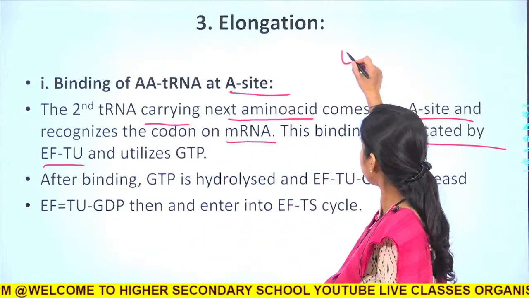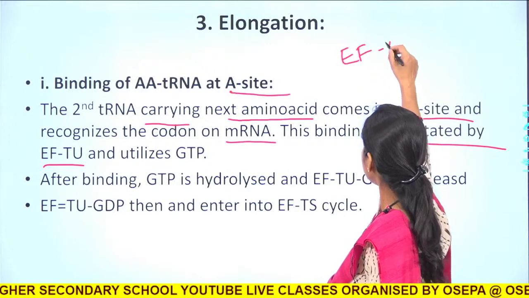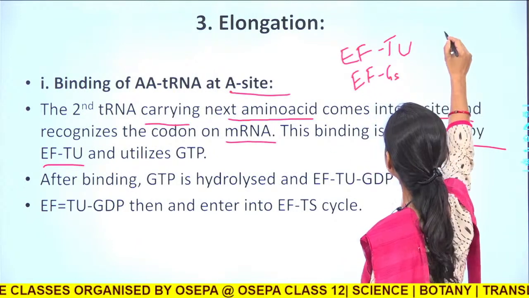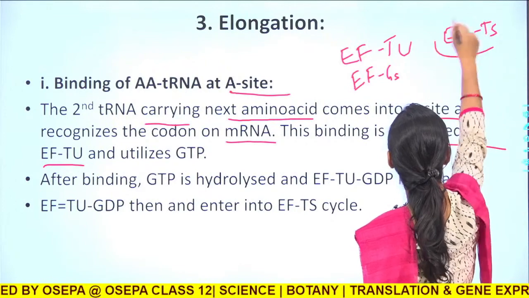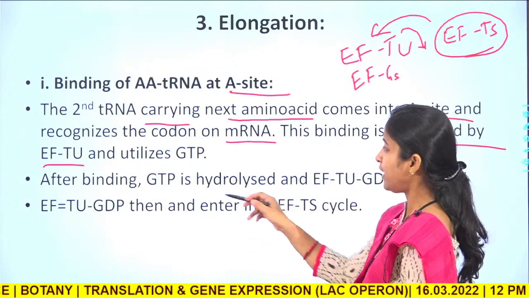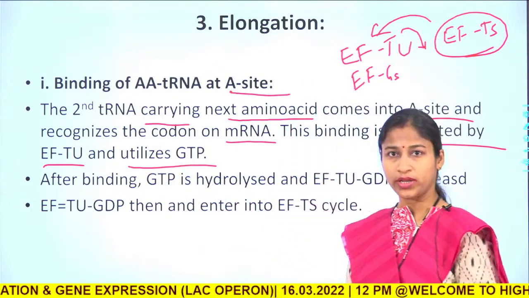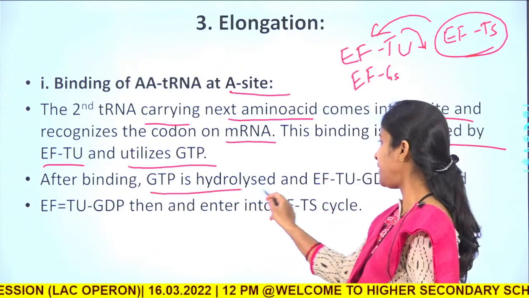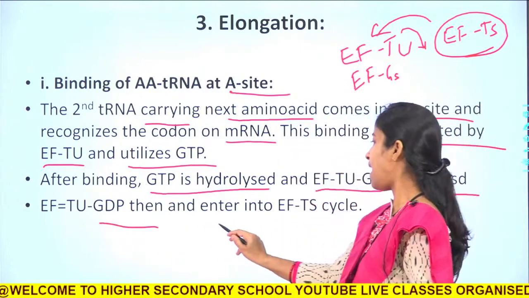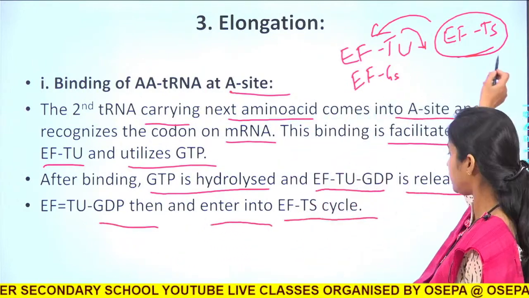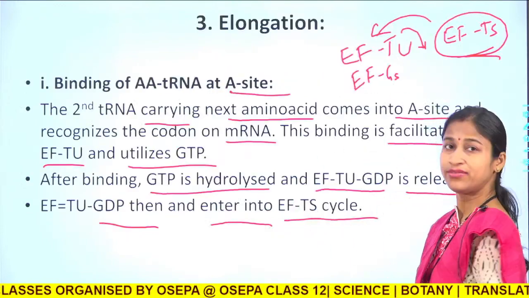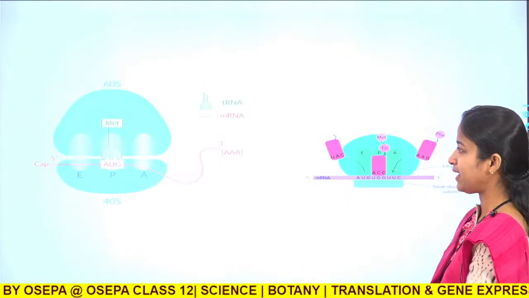Now, the elongation is affected by 2 elongation factors, one is EF-Tu and another one is EF-G. Okay. And there is another, EF-Ts, which helps in the cycling of this one, and it becomes EF-Tu. Well, the EF-Tu utilizes a GTP molecule. Now, after binding, the GTP is hydrolyzed and EF-Tu GDP is released, and this then enters into an EF-Ts cycle, as I told you, and it again becomes EF-Tu. So, the binding of amino acyl tRNA is like such.